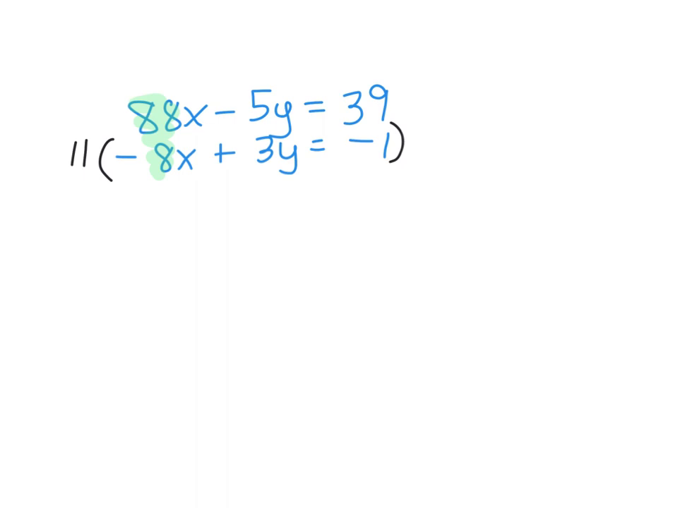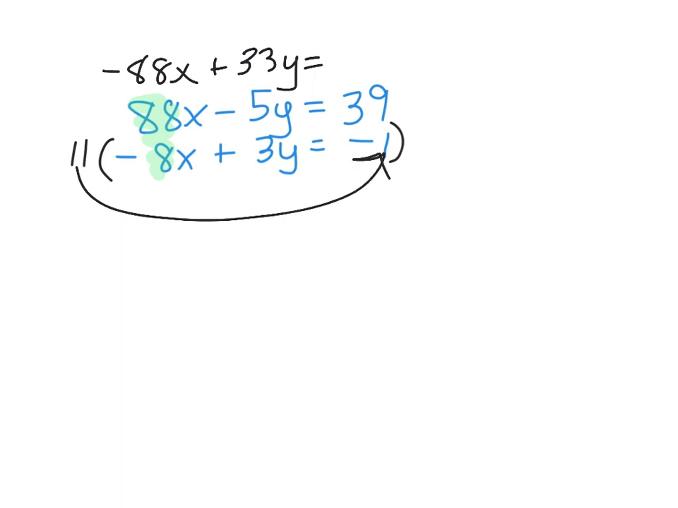Now, when I multiply this time, I'm just going to write it up above, just so I don't have to rewrite that 88 line. So I have negative 88x plus 33y equals, remember when you're doing this, multiply the other value as well, so equals minus 11. Just be careful. Make sure you multiply both sides of the equation. All right, so I can kind of forget that that was ever there. And now add those two together.